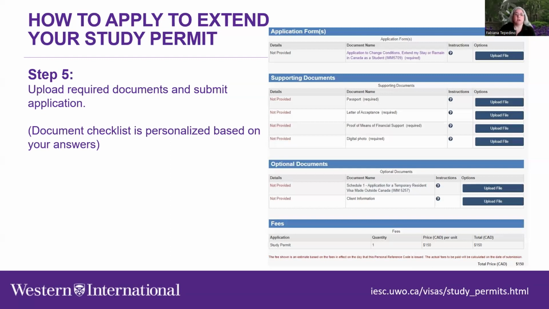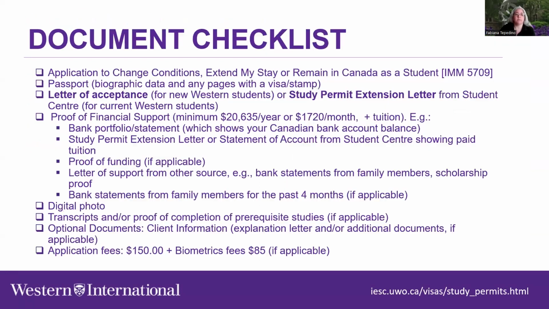That includes a copy of your passport, your acceptance letter, proof of financial support, and a digital photo. Under the optional documents, the Schedule 1 is not a requirement. This is for students who are applying from outside of Canada. And under client information is where you can add any additional documents or explanation letters that you would like to attach with your application that don't fit any of the prior categories.